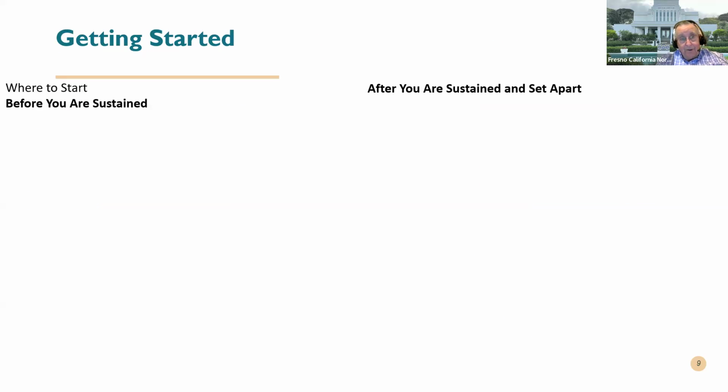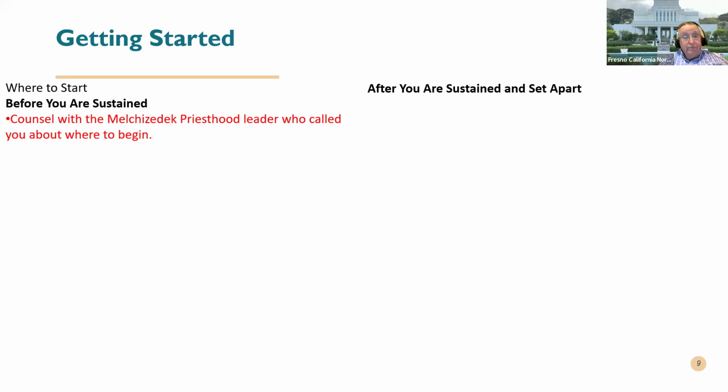So in the Getting Started article, they say where to start. Well, they say before you're sustained, counsel with the Melchizedek priesthood holder who called you about where to begin. Usually it's too late at this point, unless you want to go back to the person and say, okay, you called me to this position. Do you know what it is I'm supposed to do? You may find that some of these brethren really don't know an awful lot about what you're supposed to do. So that in itself could be an interesting conversation.